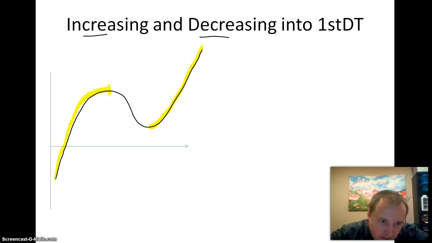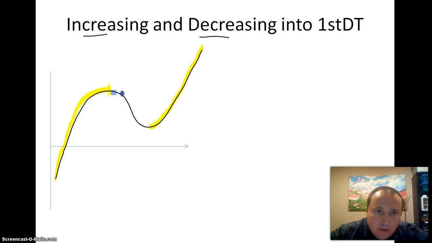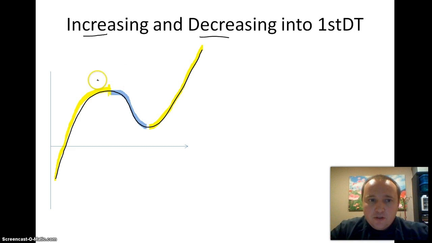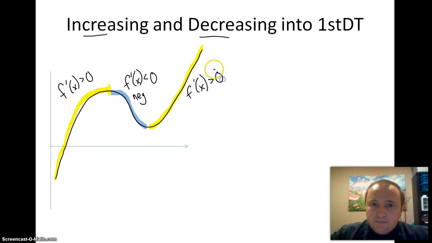Now, where is it decreasing? It is also decreasing. We're going to do that a different color, a little bit of blue. This is decreasing. Well, if you think about our derivatives, this would mean f prime of x is greater than 0. This would mean f prime of x is less than 0 or negative. And this would mean f prime of x is greater than 0.